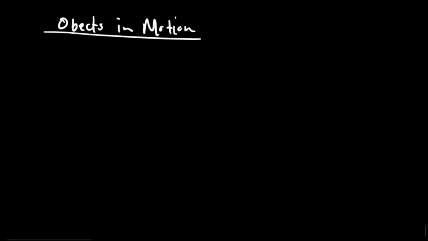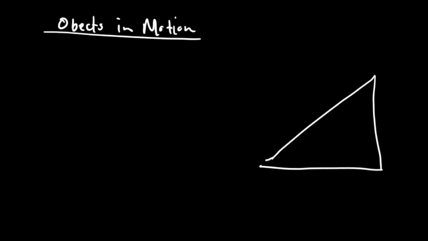Let's look into objects in motion. So we have our incline here, and an object which is 1 kilogram, and it has an applied force, right, at an angle of 30 degrees. So not forgetting that the slope or the incline is at 10 degrees.